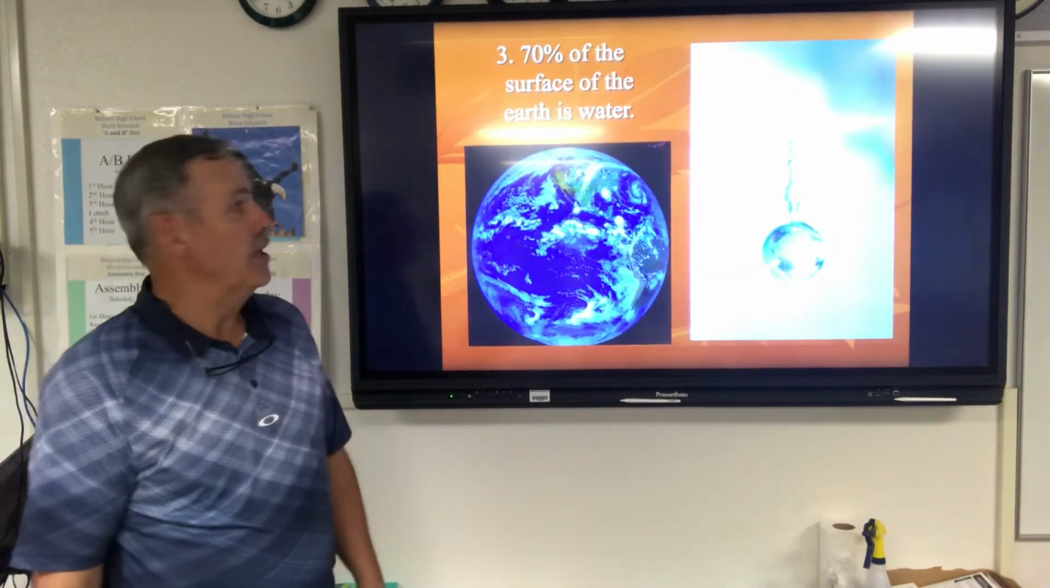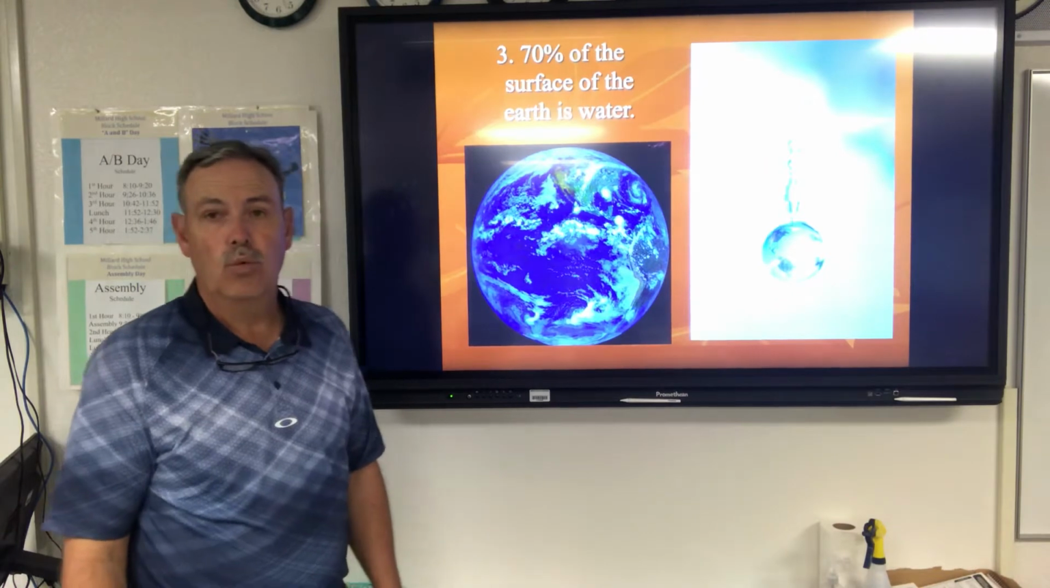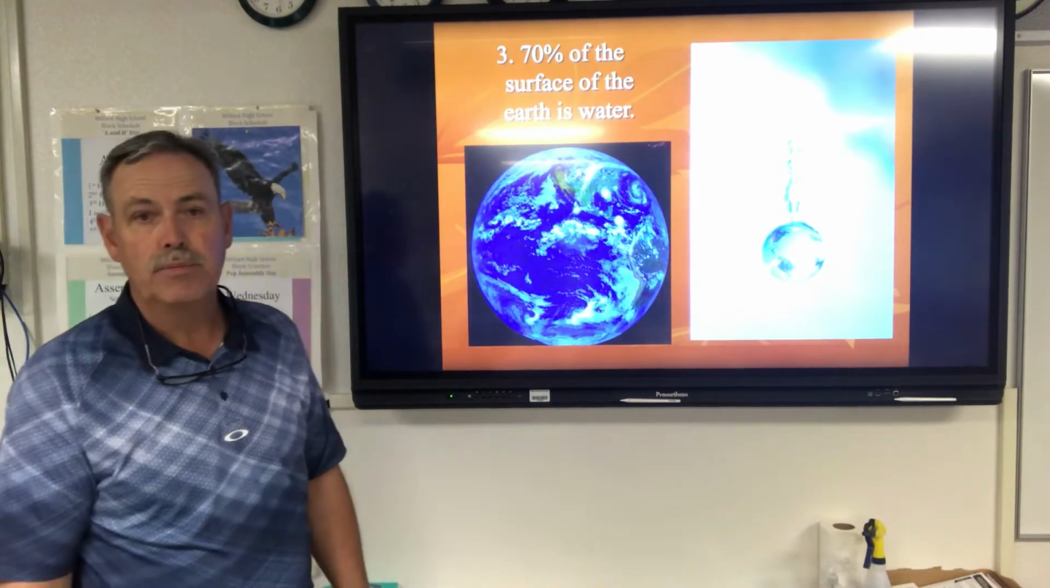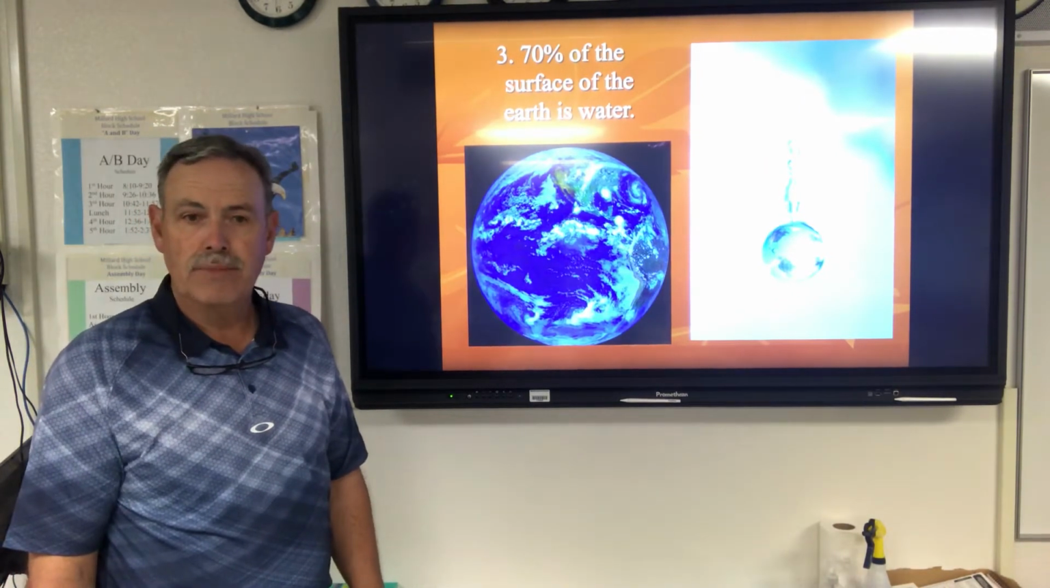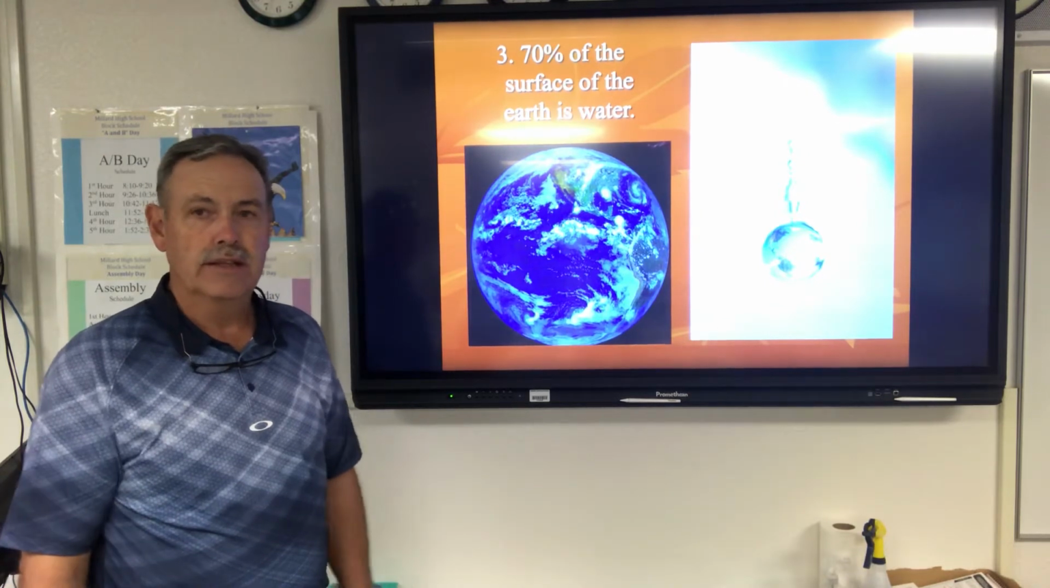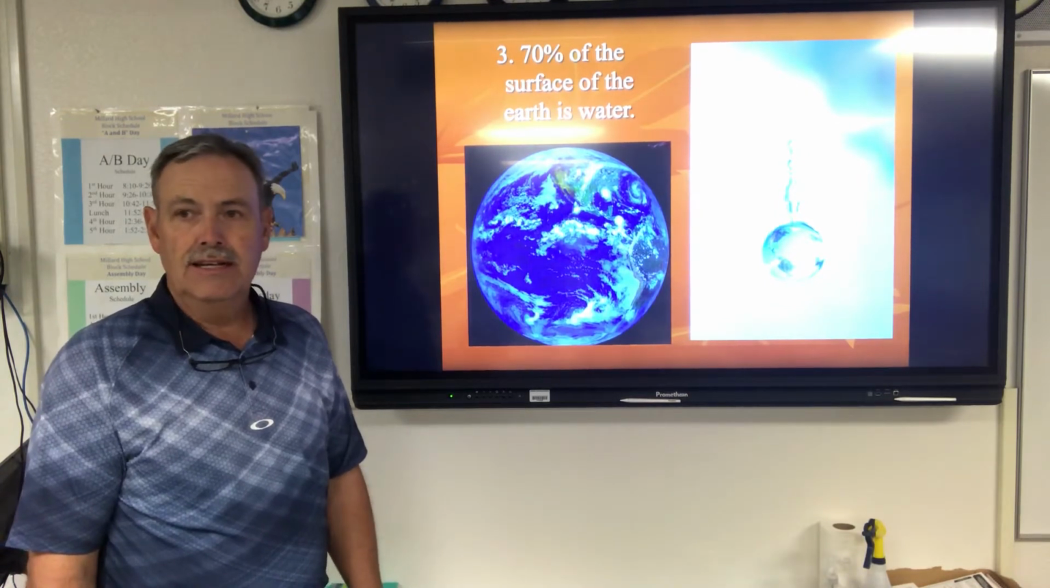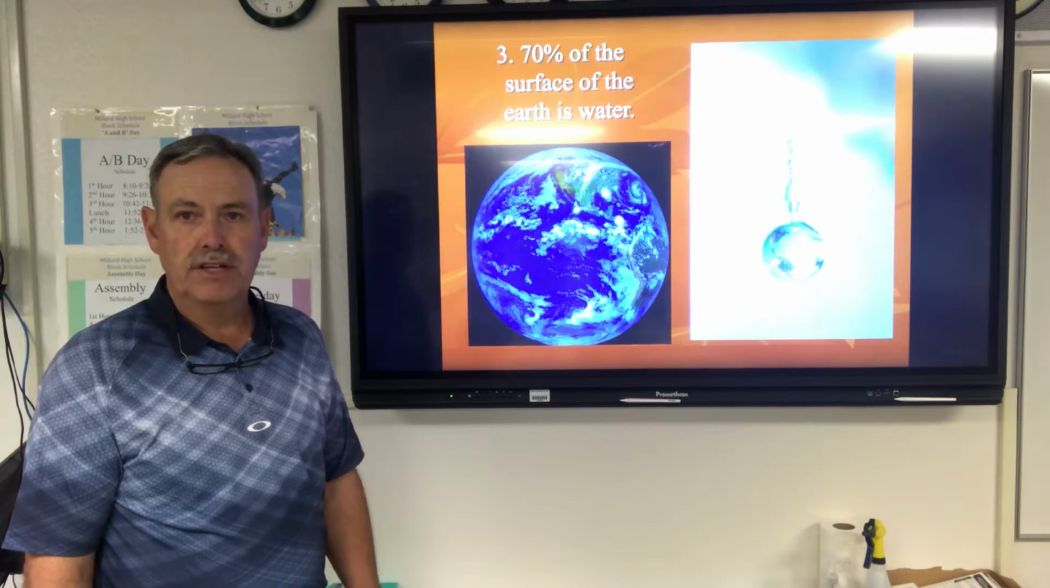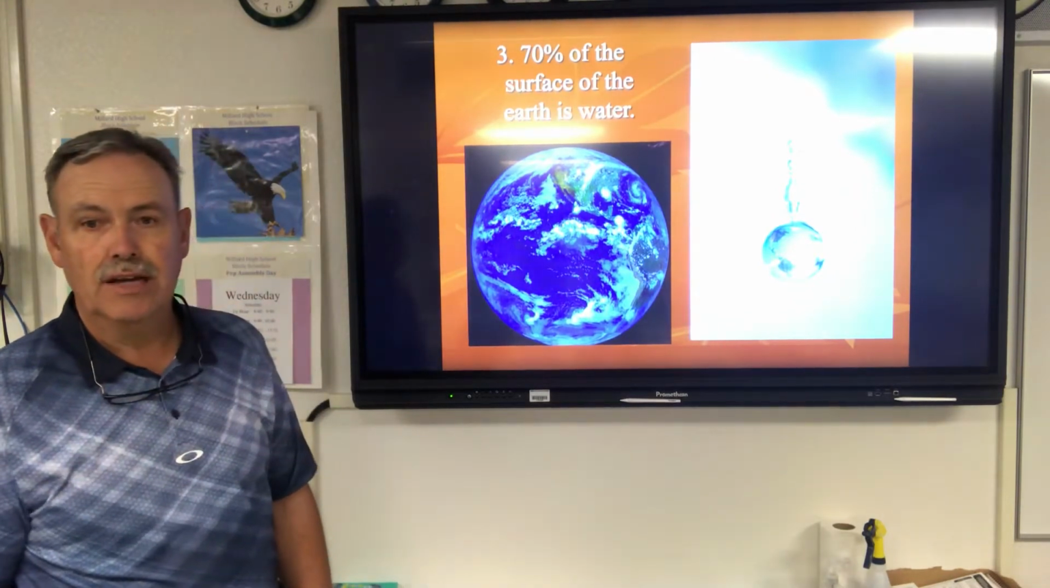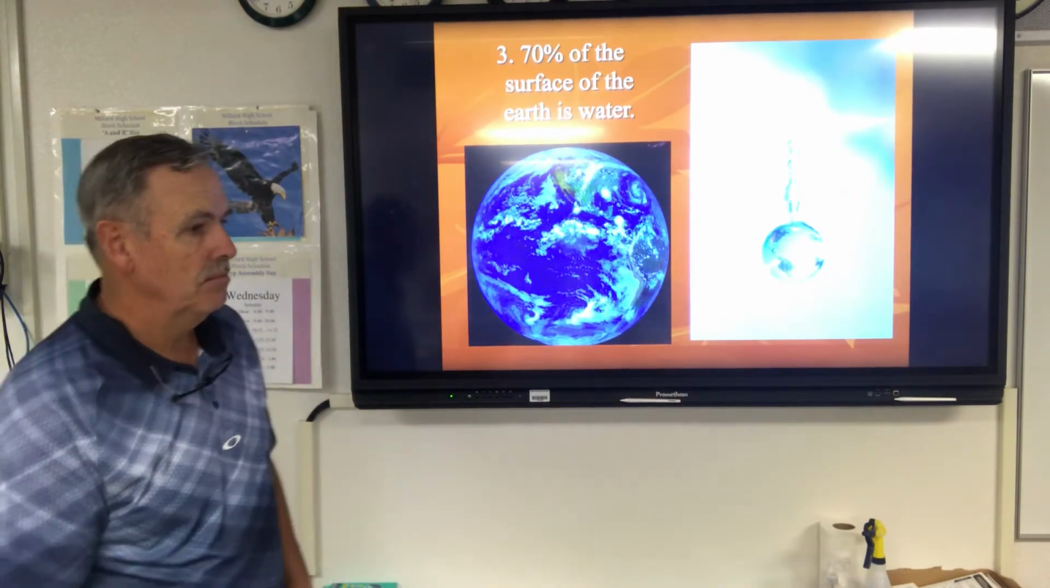Number 3, 70% of the Earth's surface is water. So of course the other 30 would be land. Really hard to imagine, especially when you look at the depth of some of the oceans. Just an amazing amount of water that covers the Earth. We'll talk about the hydrologic cycle on page 2.